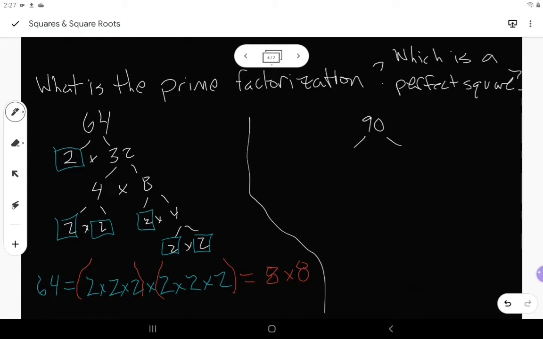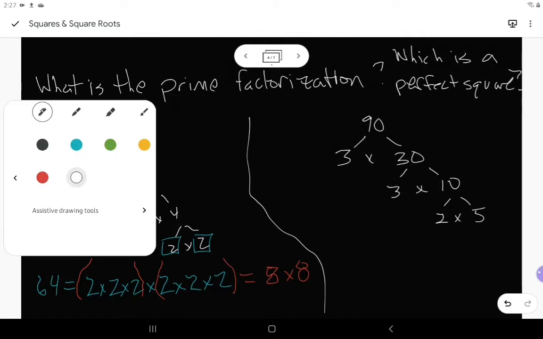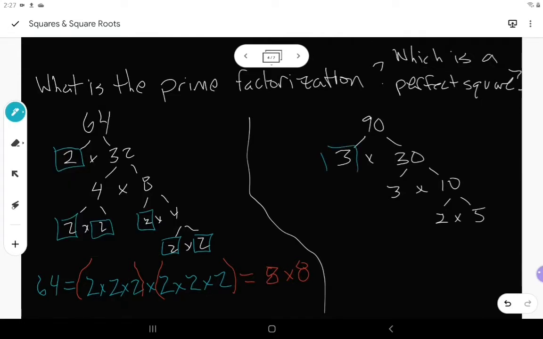So with 90, I could split it into, let's say, 3 times 30. And then 30 splits into 3 times 10. And then 10 splits into 2 times 5. So I'm going to put a box around all my prime factors. And I got 4 prime factors here. So that's a good start. 4 can be split into 2 groups. Let's see if it works. So I've got 2 times 3 times 3 times 5.